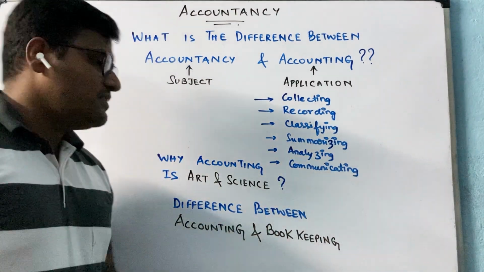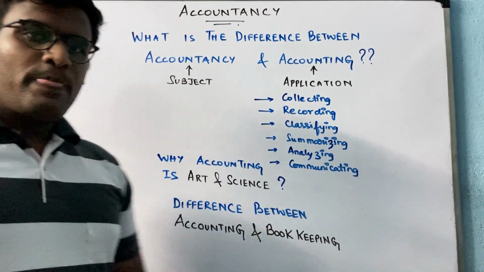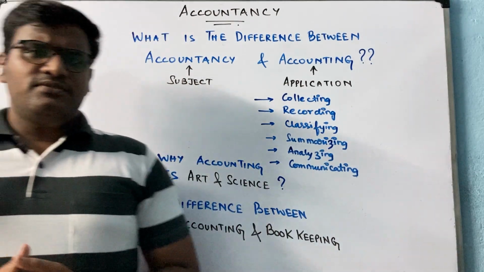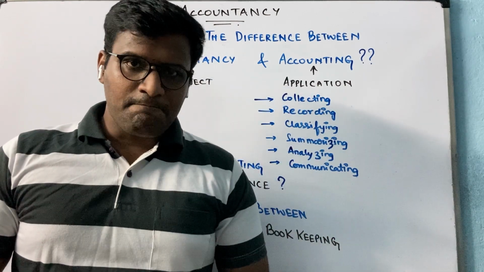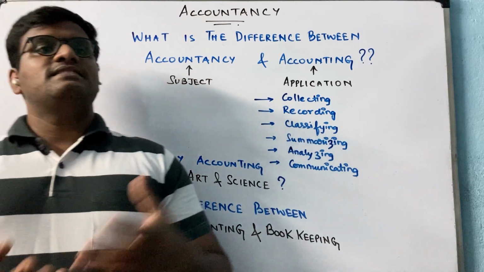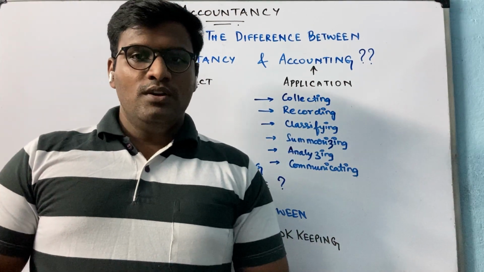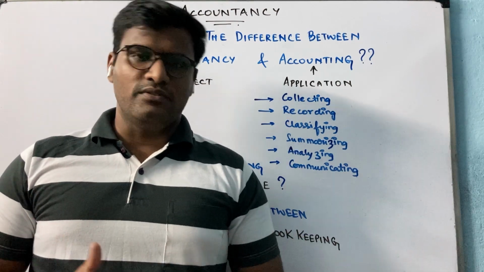Moving on to our next topic of discussion. Why accounting is art and science? Now, it must be a little bit confusing for some of us that how is it a science and an art at the same time? Let's try and understand. In case of art, whenever any kind of activity that we do, we have a lot of flexibility involved in there, which means that we are free to do whatever we want.